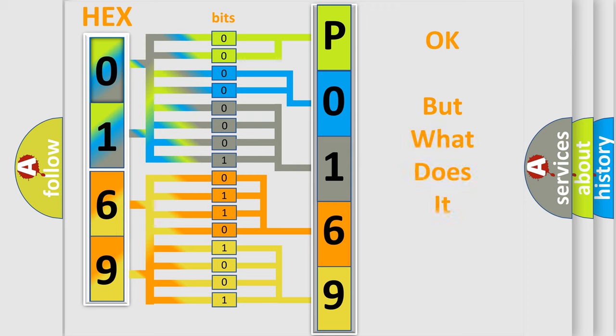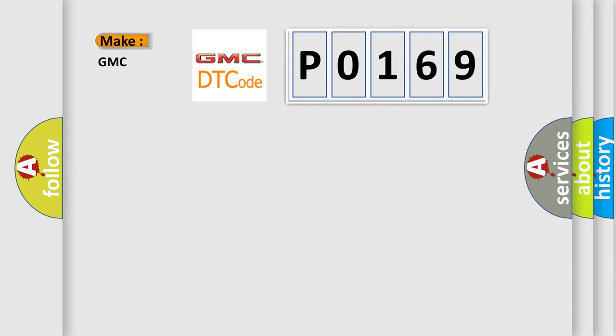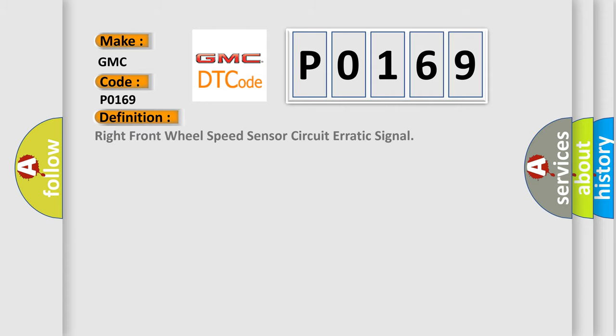The number itself does not make sense to us if we cannot assign information to what it actually expresses. So, what does the Diagnostic Trouble Code P0169 interpret specifically for GMC vehicles? The basic definition is: right front wheel speed sensor circuit erratic signal. And now this is a short description of this DTC code.